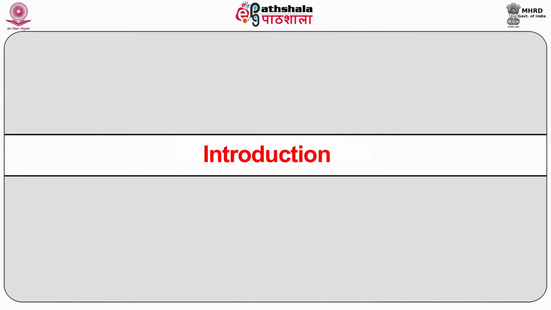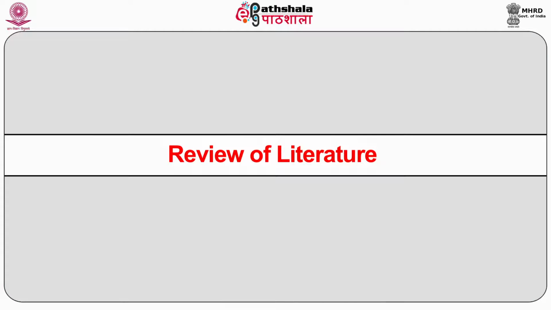The first chapter should be the introduction. This section gives the premise of conducting the study. It is like a preamble to the study. The second chapter should be the review of literature. This section includes the review of some research studies that have been conducted previously in a similar area of research.